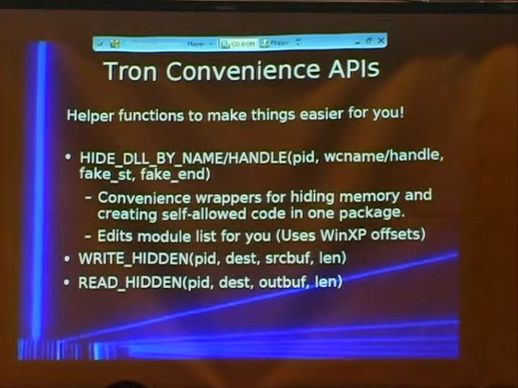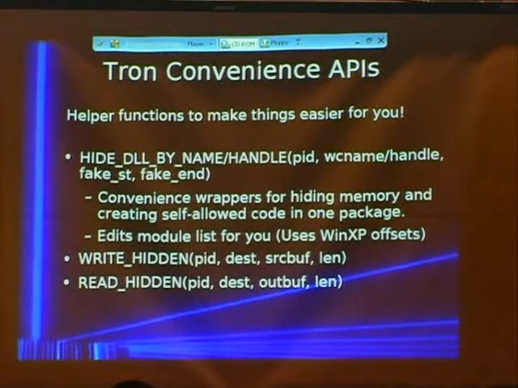So, to make things even easier and a little bit more helpful for you, there are some convenience APIs, just to make your job a little bit easier. We've got hide DLL by name and handle. These take a WCHAR, or wide string, Unicode, whatever you want to call it, name, or a LoadLibrary base address handle for a DLL, and some fake memory, which can also be null. It cloaks and hides that whole DLL, edits the module list for you, and uses the WinXP offsets in the module list to delete that thing from the module list.